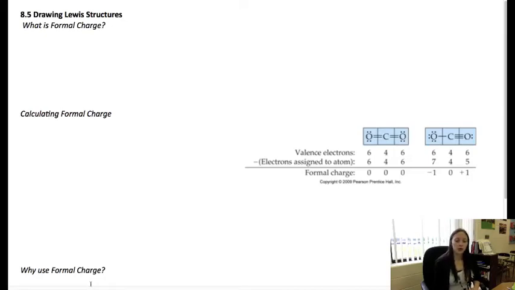All right, you had Lewis structures in general in your review section. We're going to look at one part of drawing Lewis structures that we did not look at last year, and that is going to be what we call formal charge. First, we're going to start off with just the definition.